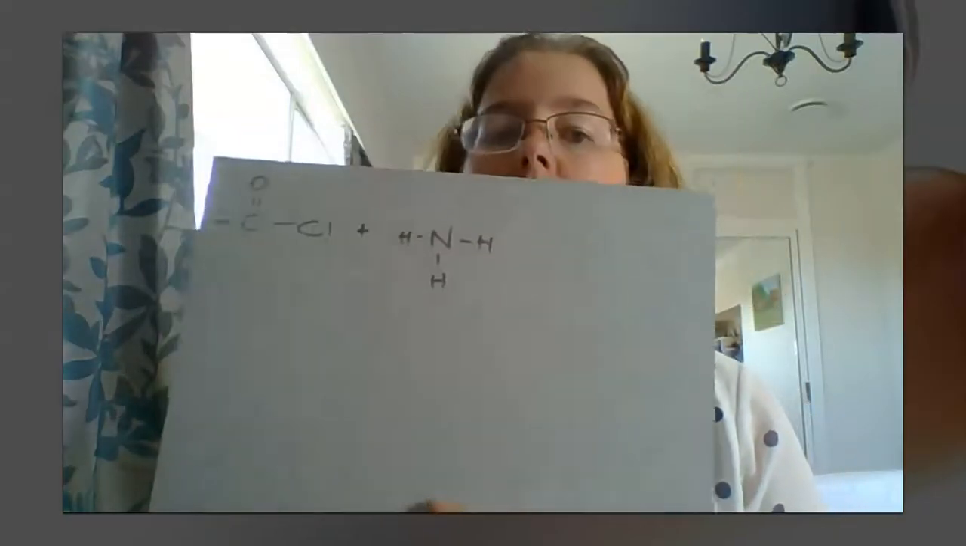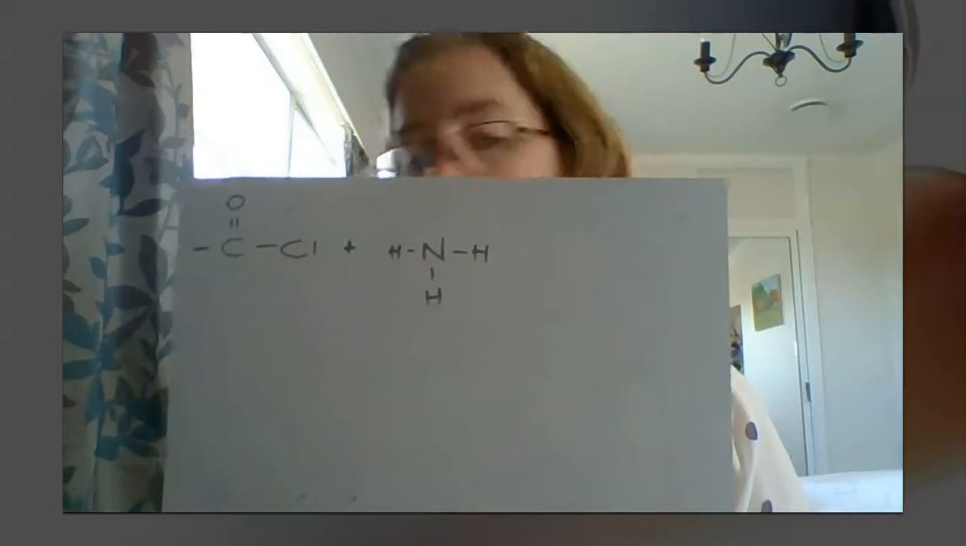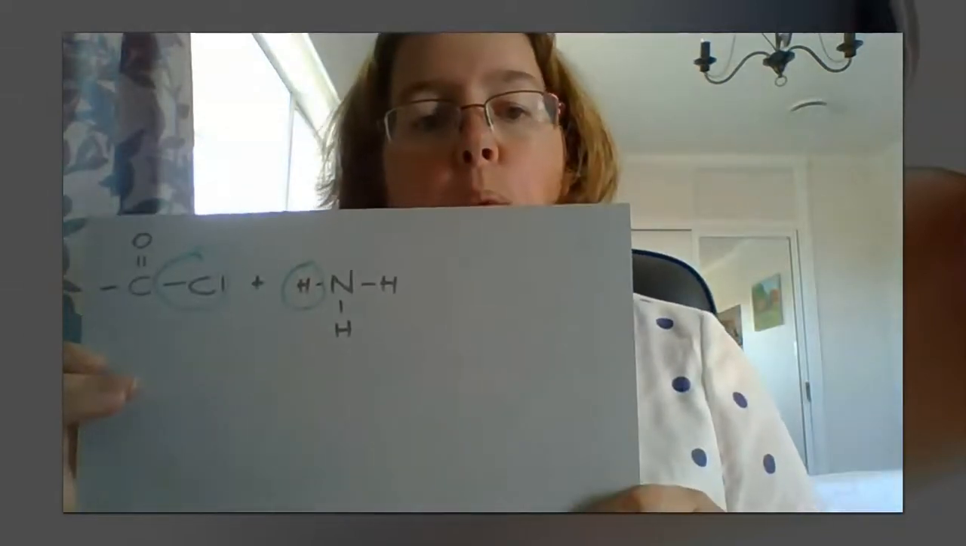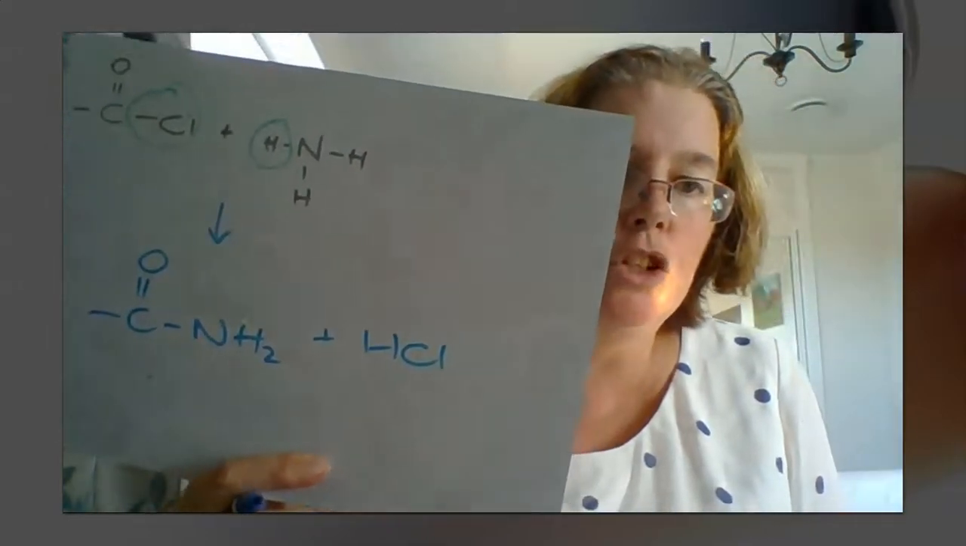So let's picture this reaction. Okay, we have our acyl chloride here and ammonia. So this is going to make a primary amide. And the way it works is that the Cl and one hydrogen of the ammonia come together and they make our HCl, and the rest of the molecule comes together to form our amide, okay, plus HCl. So we've got that general structure.